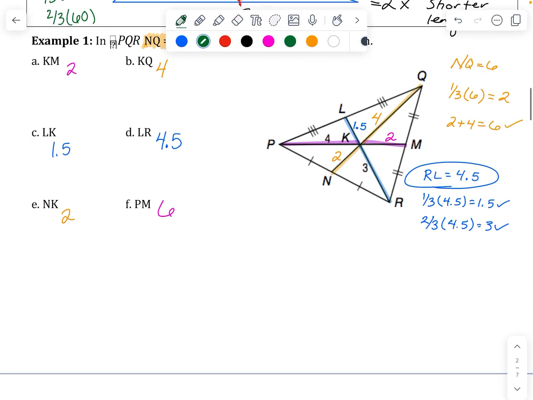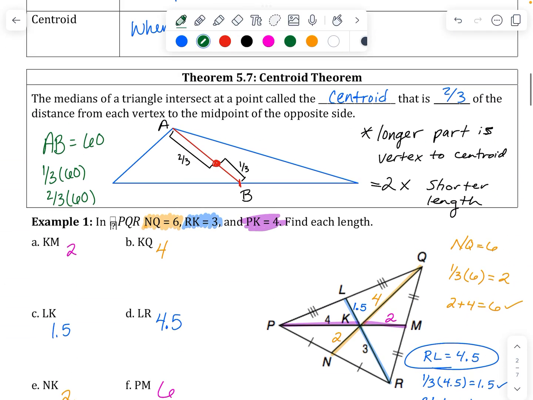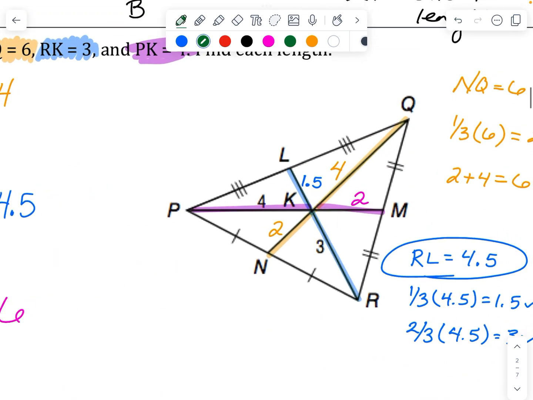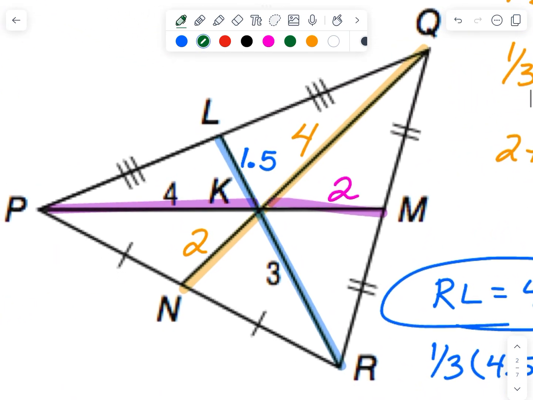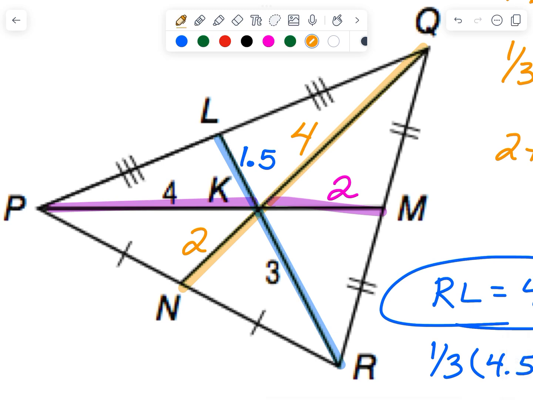So big key idea for our centroid. If you have medians from a vertex to a midpoint, cut each of these segments into two parts. The longer part from the vertex to the middle is twice the length of the shorter part, and the shorter part is 1/3 of the total. This is 2/3 of the total length.